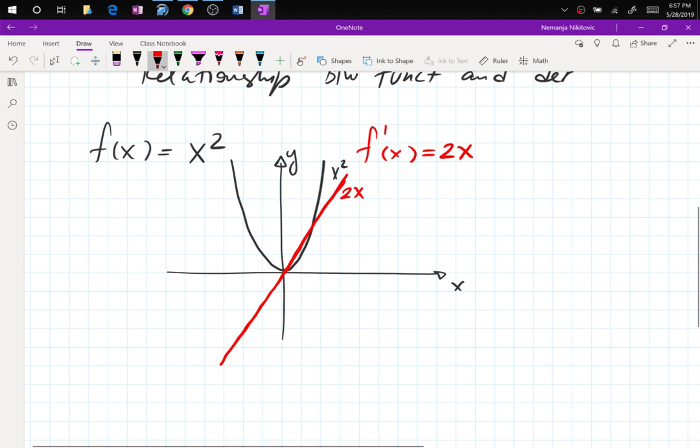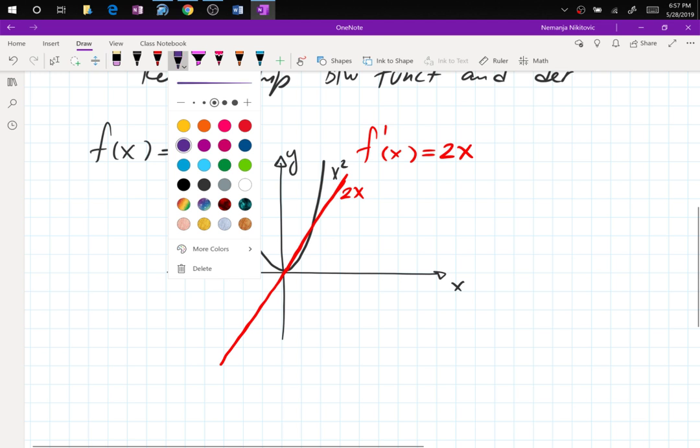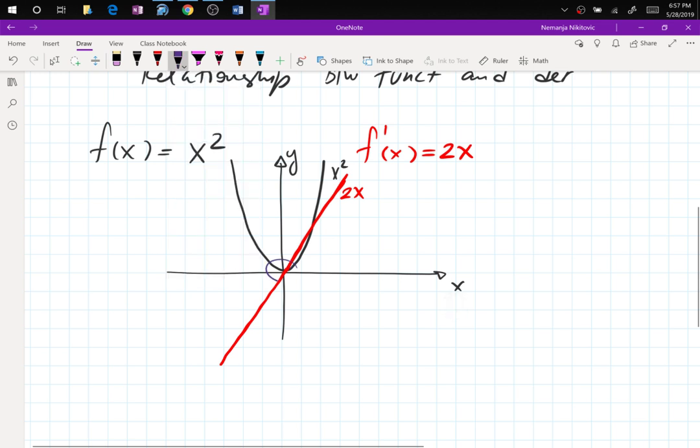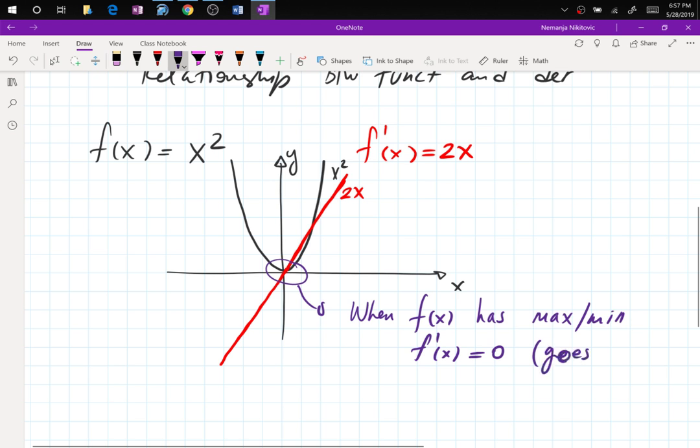The first thing that we notice here is that we have a relationship which states that when f of x has a max or min, f prime of x is equal to 0. It goes through the x-axis.